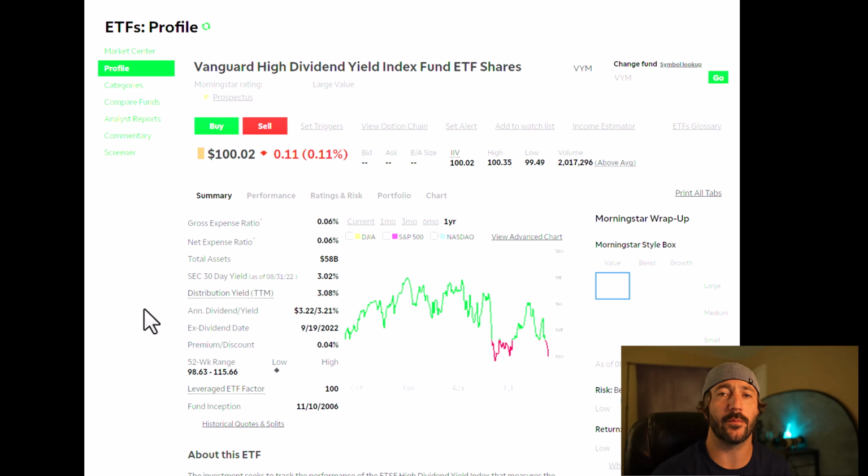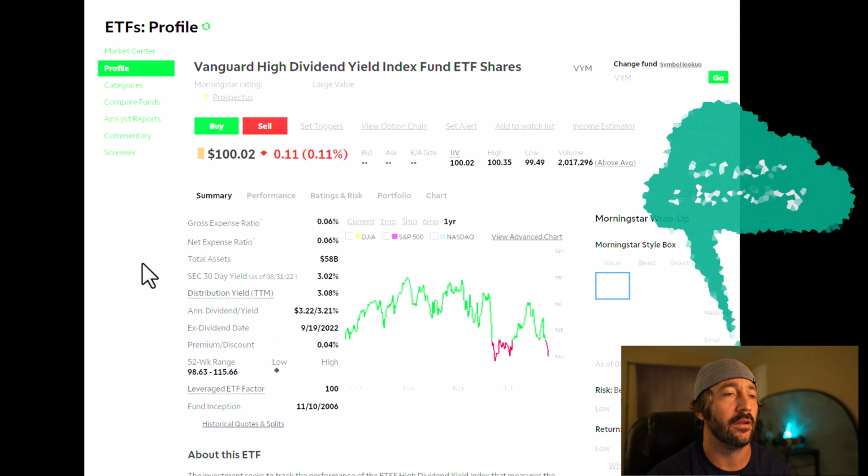So for today's example, I'm going to talk about the Vanguard High Dividend Yield Index Fund. I've talked about this a couple of times on the channel, ticker symbol VYM. What's nice about this is index funds are low cost funds to have. So if you look here, the net expense ratio says 0.06. What that means simply is for every $1,000 you have invested in this fund, you'll be paying 60 cents annually for it to be taken care of for you. There's nothing else you've got to pay.